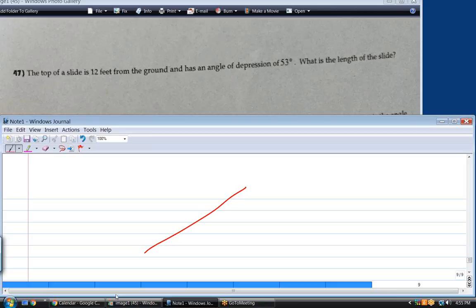So the 12 feet is where the right angle will be. The 12 feet is the distance from the top of the slide to the ground, so that's 12. Okay, so now we have our triangle. Where's my angle of depression? The top right is 38 or 37.